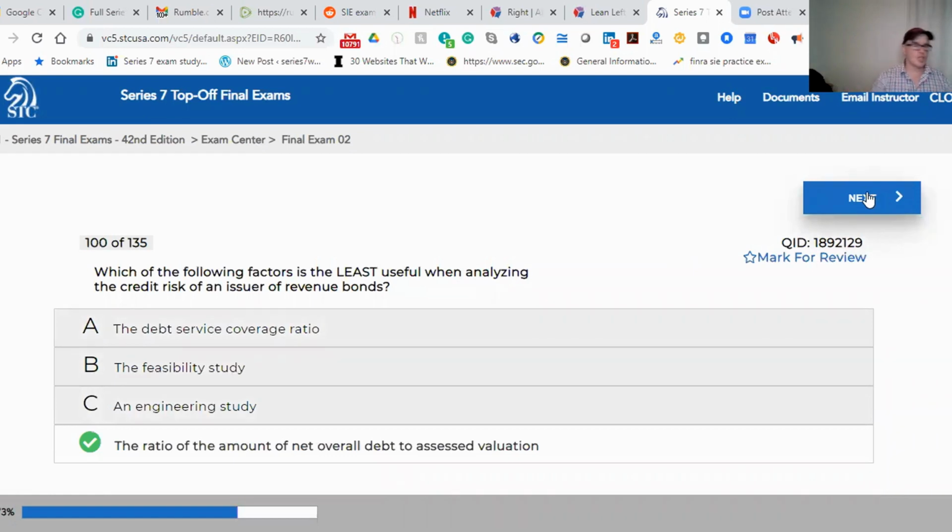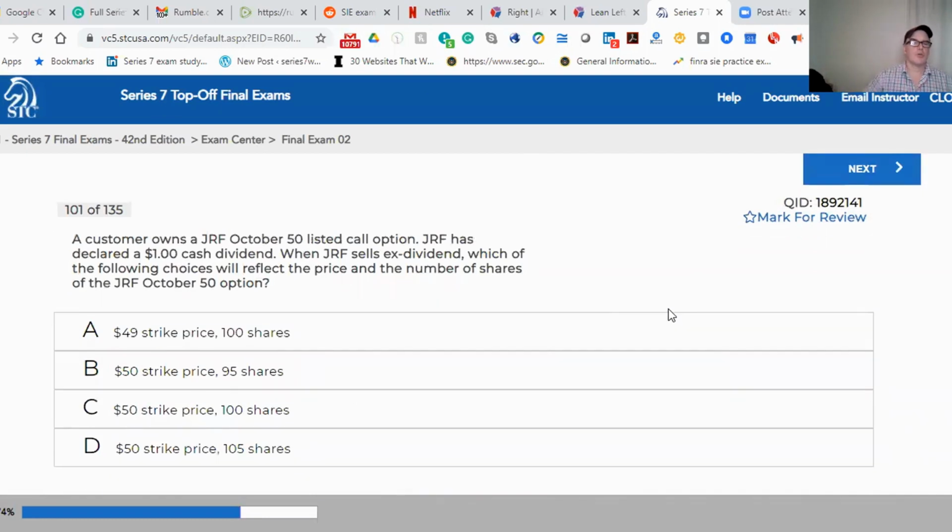Should I keep going? Should I fight it out and finish the last 35? What the hell? Okay. Customer owns a JRF October 50 listed call option.